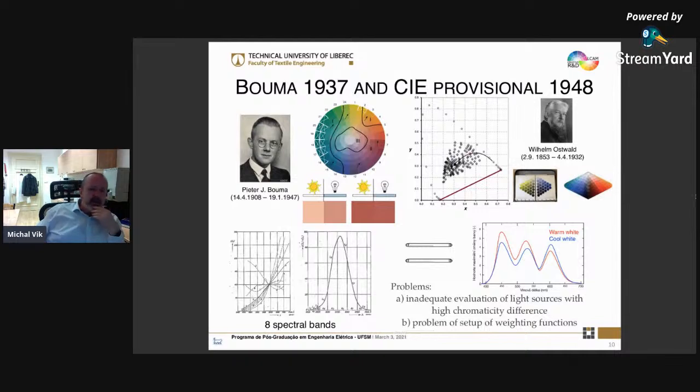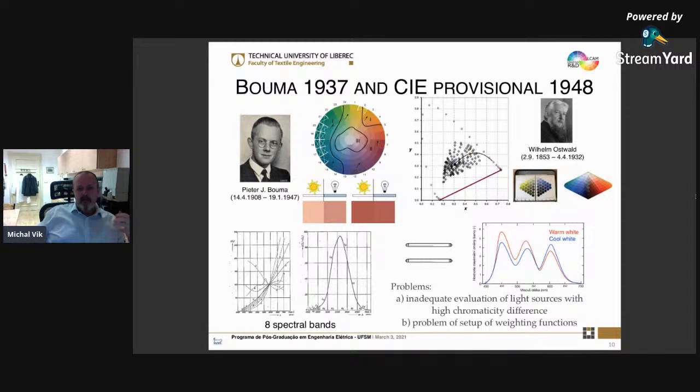What was the pioneering work of Dr. Bouma? He was working at Philips company on the development of fluorescent lamps. And he found that via different phosphors, we can obtain different spectral characteristics and different colors resulting as emission from these fluorescent tubes. And he tried to develop a relatively simple method to compare different artificial light sources from the point of view of their quality.